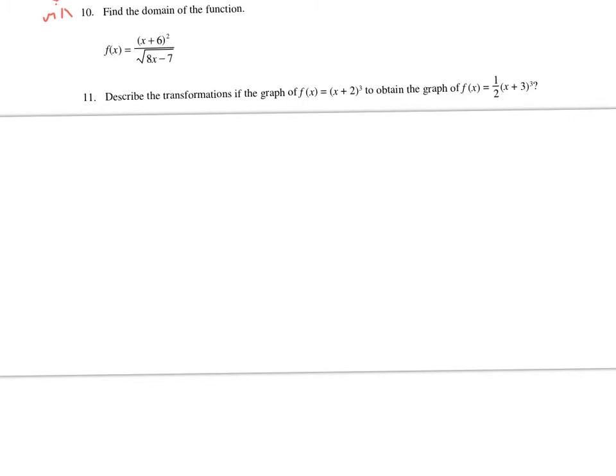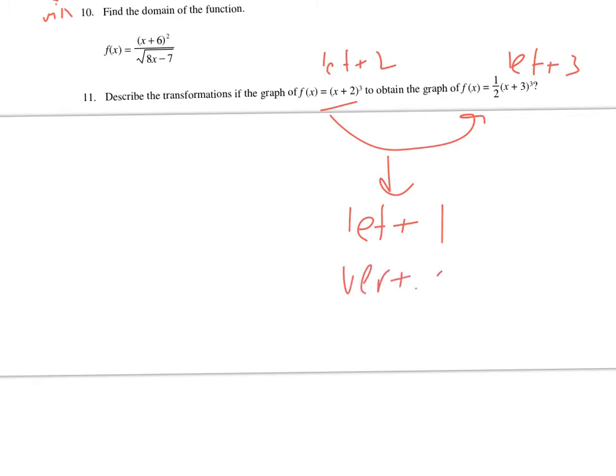All right, next up we're going to describe the transformations from this graph to that graph. And so I see this one is actually left 2 already, and then it moves left 3, and so my actual answer here is going to be left 1. Because from the first one to the second one, it only moves to the left 1 spot. And then we also, because of the 1/2 out front, have a vertical shrink by a factor of 1/2.